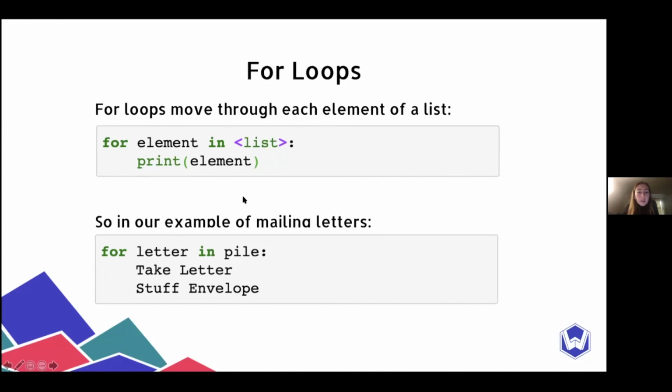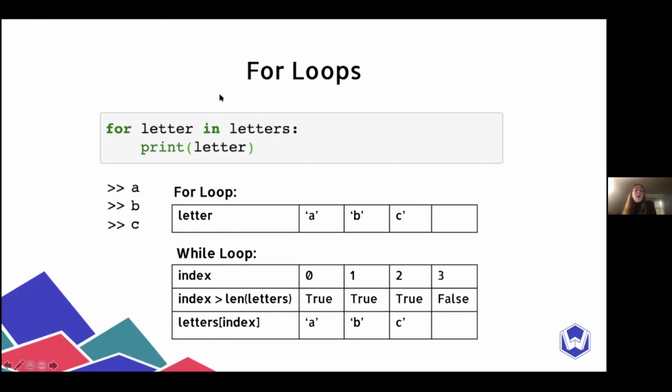So in our example of mailing letters, instead of saying while the letters pile is not empty, for each letter in the pile, take the letter, stuff the envelope. And it will stop when the pile is empty anyways, because it will grab the last letter and know that there are no more left. So in the example of printing out every single letter in our list of letters, this is what the for loop table would look like in comparison to the while loop table. We see that less is being managed on your end. So for iterating through a list, it's probably the easiest way to do so.